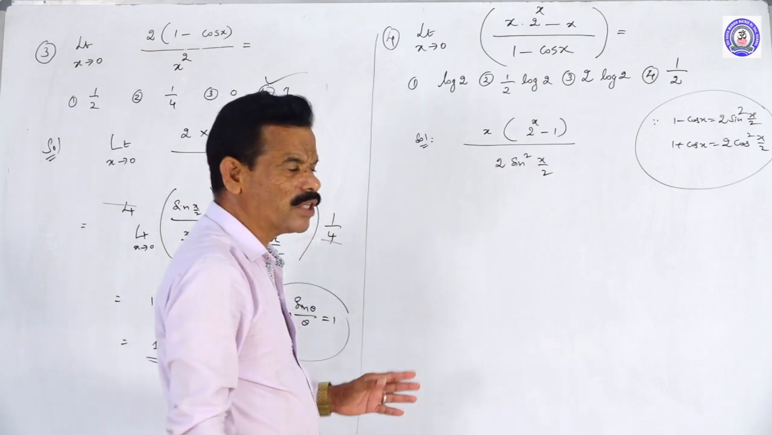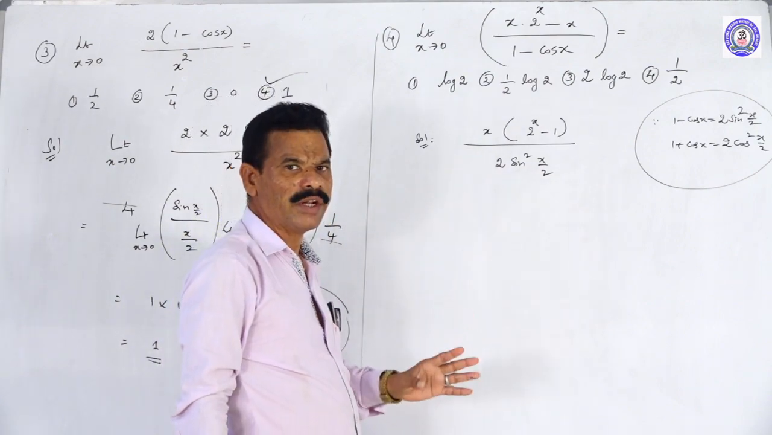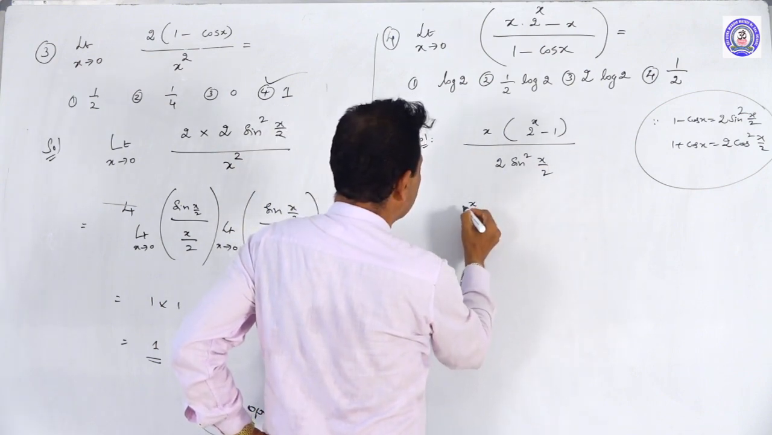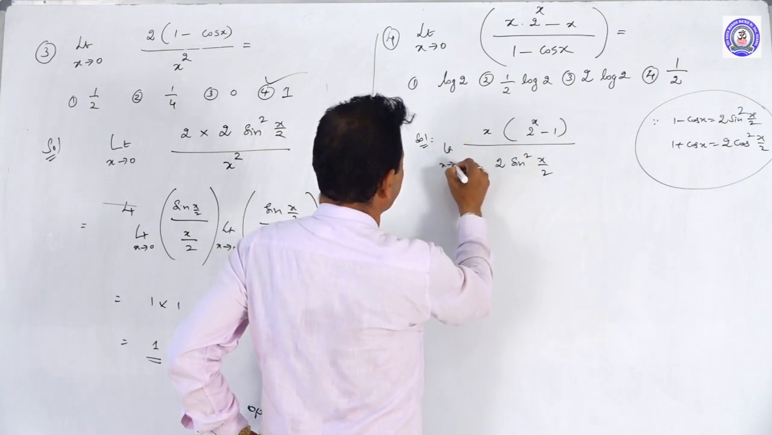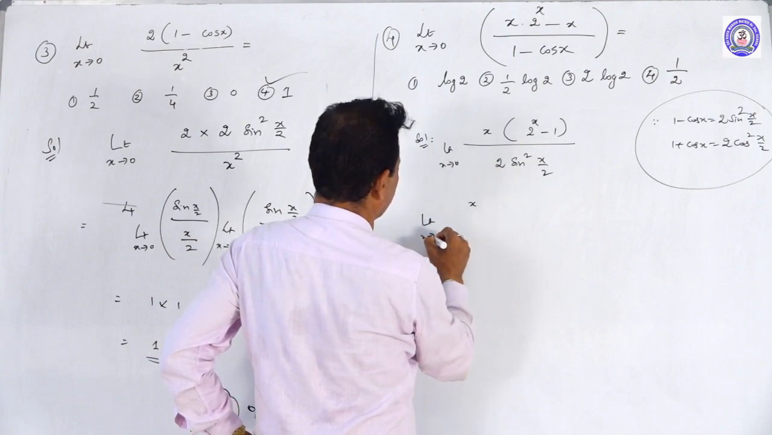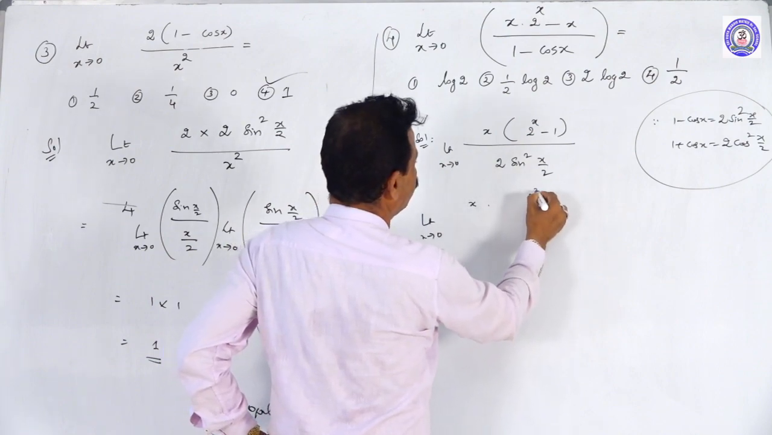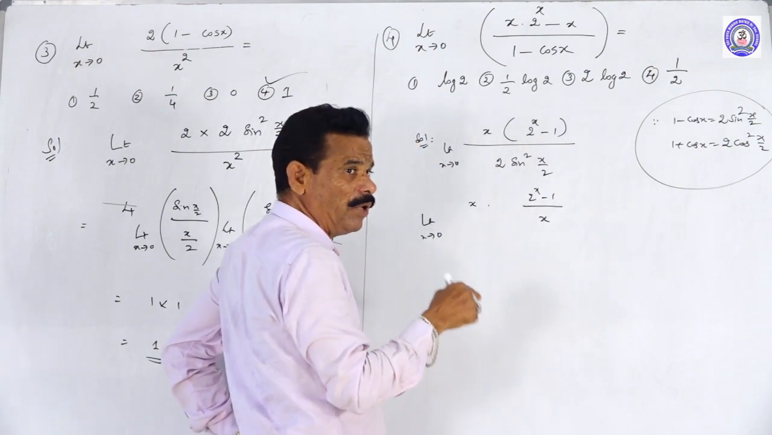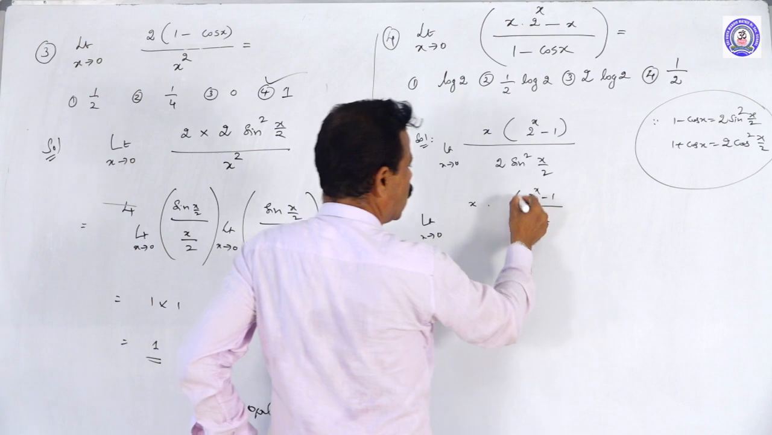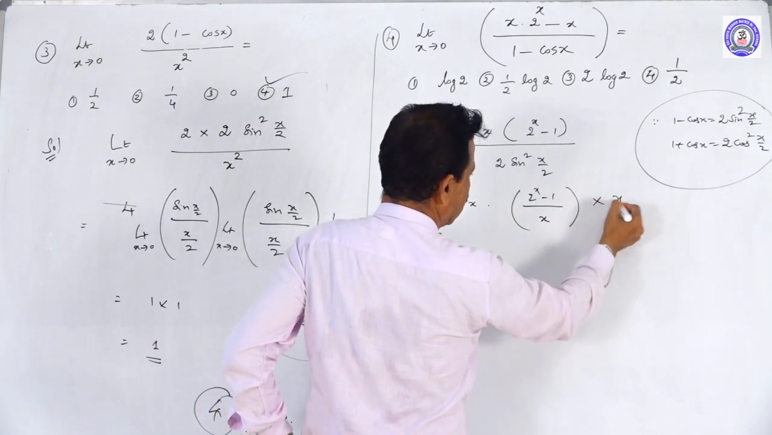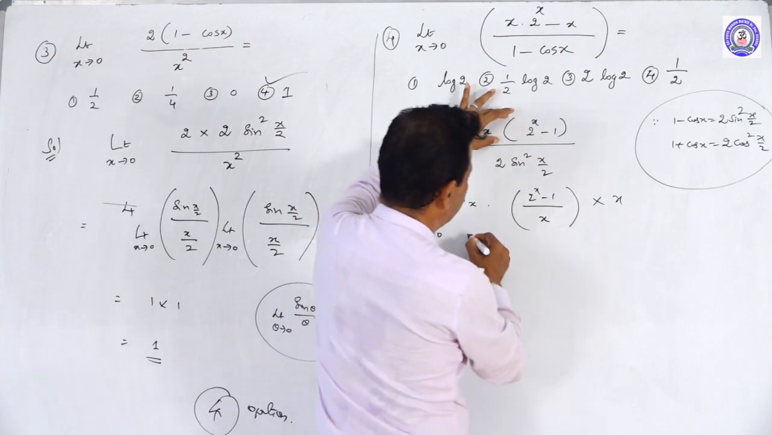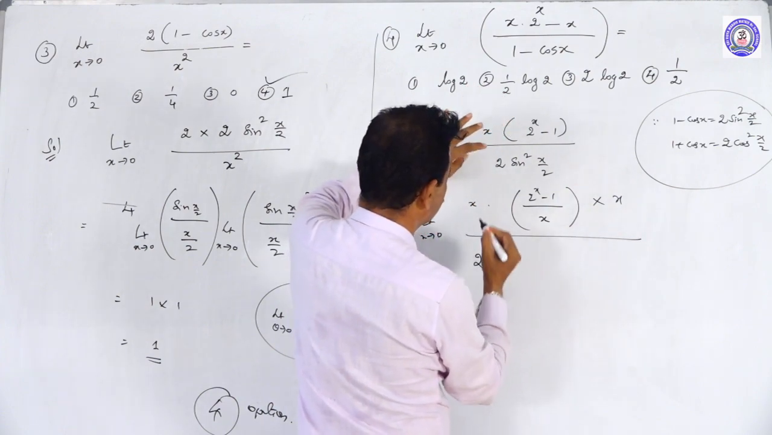Here 1 minus cos x, that's why we are taking it as 2 sin square x by 2. Here x multiplication, 2 power of x minus 1 by division of x. This denominator x we are putting extra. That's why again multiply by x. X cancel. Now same numerator. In the denominator 2 outside.